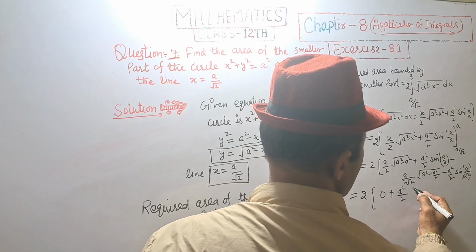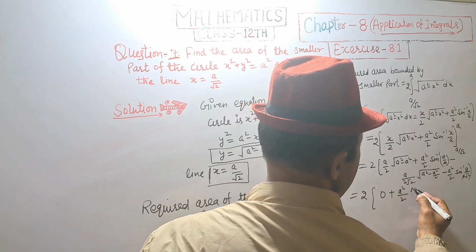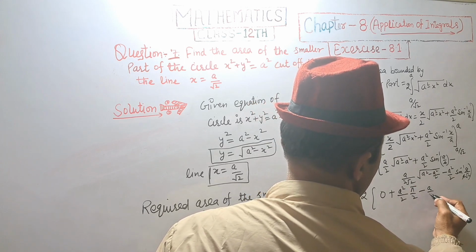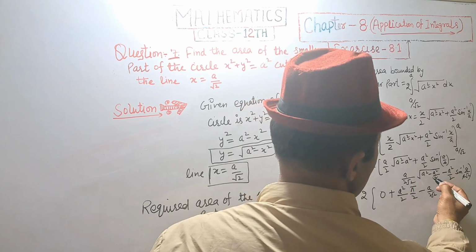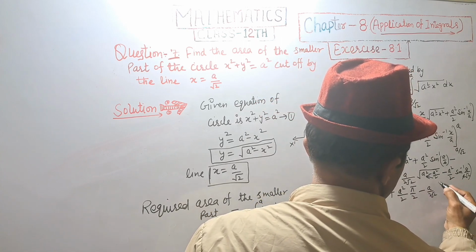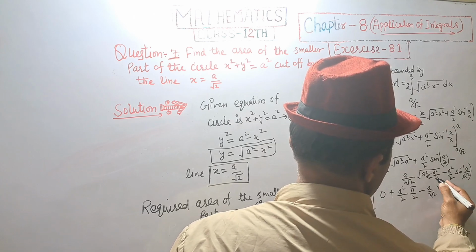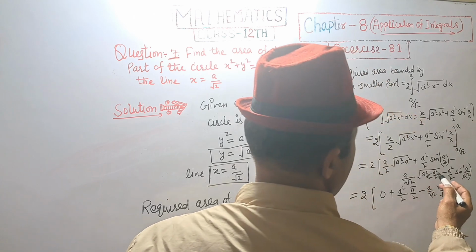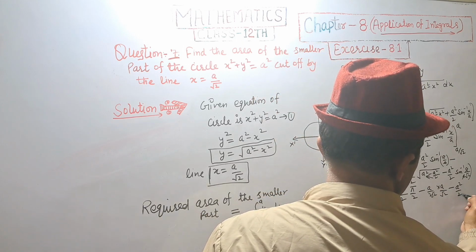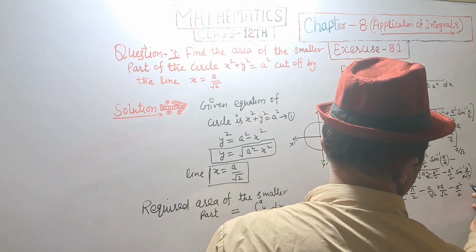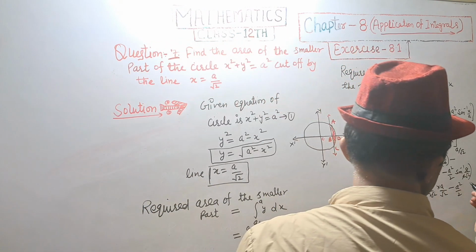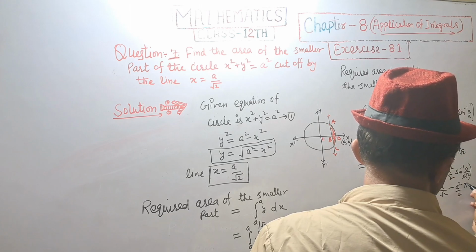A square upon 2 into sine inverse 1, that is pi by 2, minus a upon 2 root 2 into 2a square minus a square, that is a square, and root a square is equal to a upon root 2, and minus a square upon 2 into sine inverse 1 upon root 2, that is equal to 45 degree, and pi by 4.